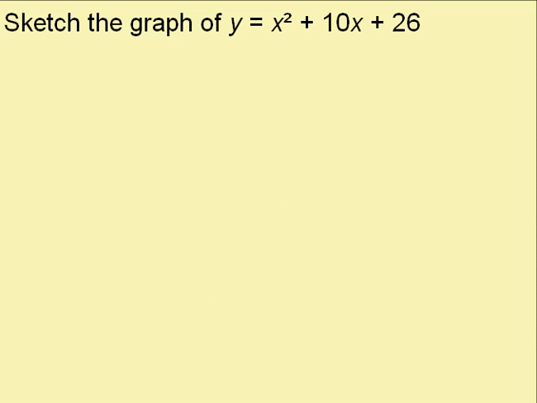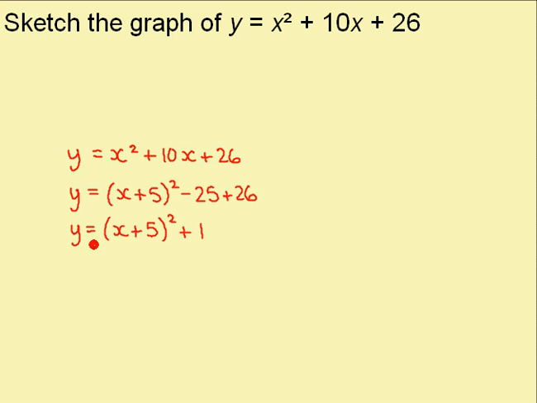I can find the turning point of the curve by completing the square on this equation. So I've got y equals x squared plus 10x plus 26, and I want to complete the square in the usual way. I get this. Now remember what I already know. I know the shape of my curve, and I know that it's going to cross the y-axis at 26.